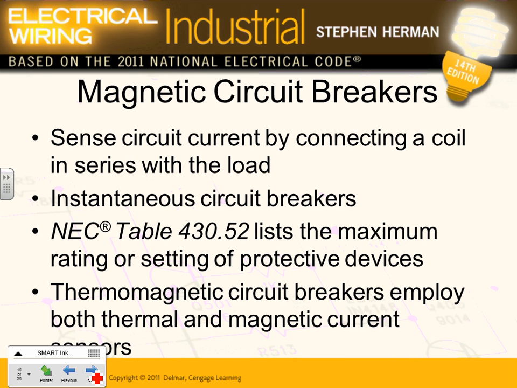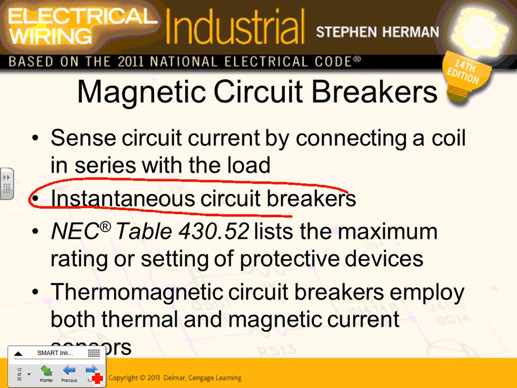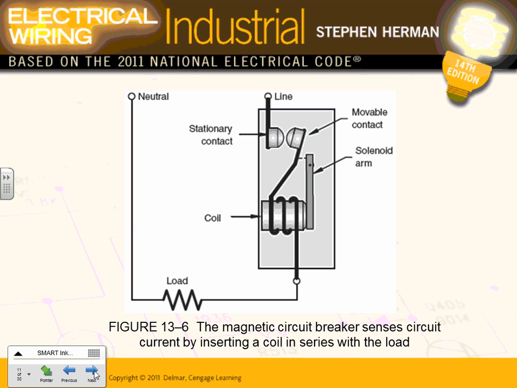The second part is magnetic. Magnetic has a coil, energize the coil, create a magnetic field, bam, slam these contacts open. So it senses the current by connecting a coil in series. This is called instantaneous, part of the instantaneous. Thermal circuit breakers employ that. Now most circuit breakers have the 2 together, guys. They call it thermomagnetic circuit breakers. They have a thermal component and a magnetic component. Okay, here's your thermal. Here's your magnetic.